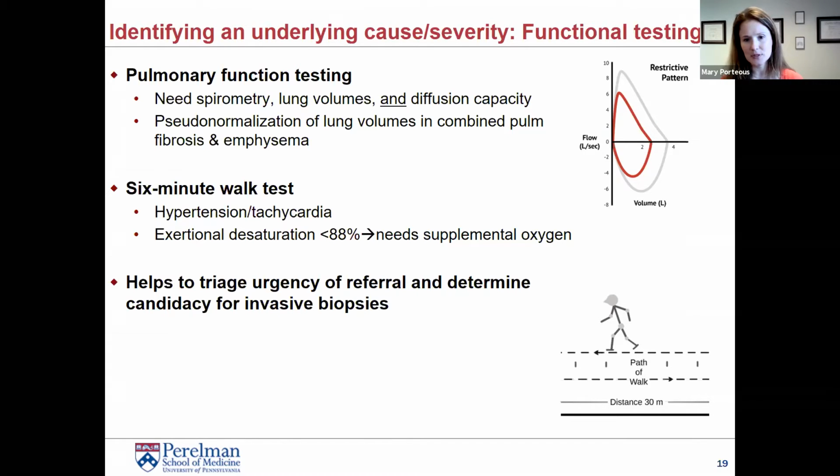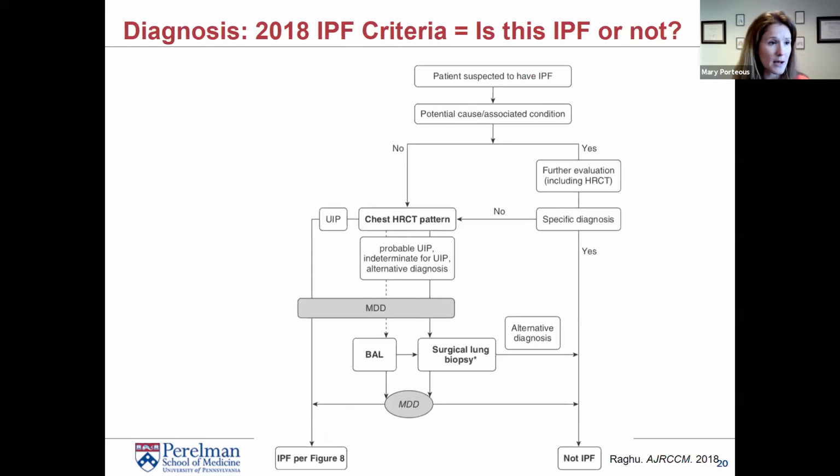Anyone who is less than 88% needs to be started on oxygen. There are so many myths about oxygen use that the Pulmonary Fibrosis Foundation does a great job trying to debunk for patients. All of these things help to triage the urgency of referral, and help me, when I see these patients, determine whether or not they're a candidate for invasive biopsies.